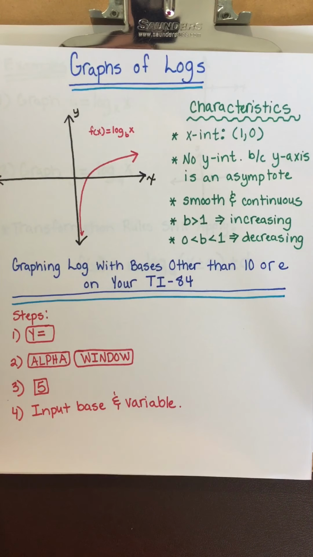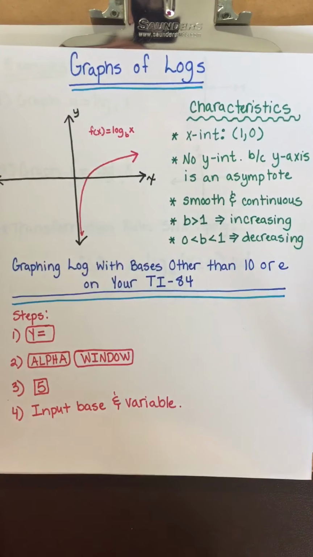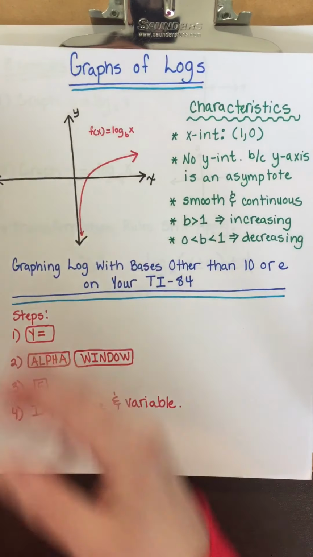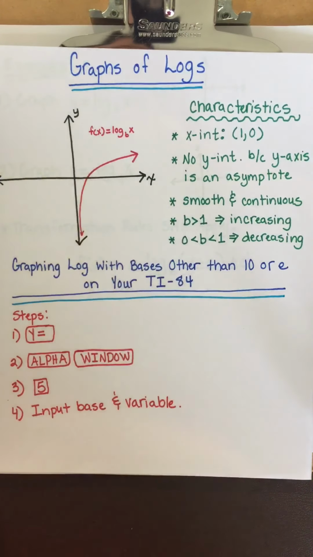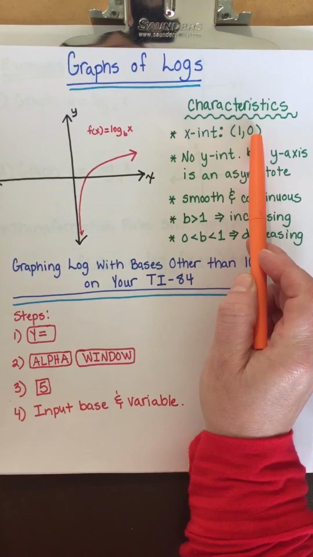Hey you guys, today we're going to talk a little bit about the graphs of logarithmic functions. So we did a sketch of what a log function looks like on our last lesson. So here is just a general sketch of f of x equals the log base b of x. Some characteristics of the graph of the log function is the x-intercept is (1, 0).